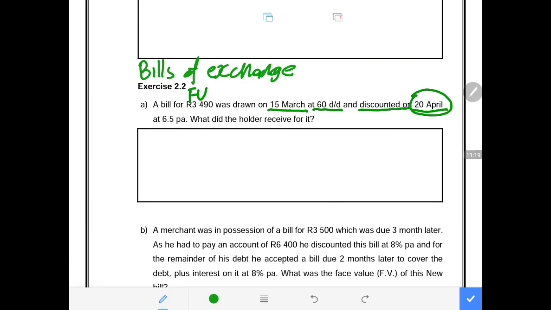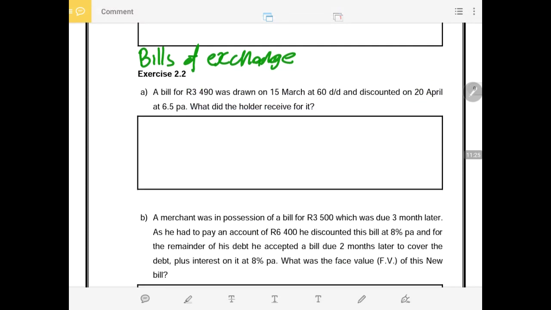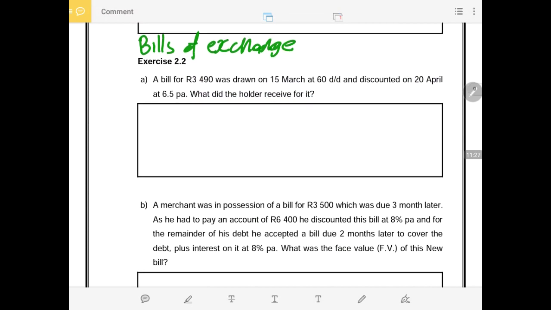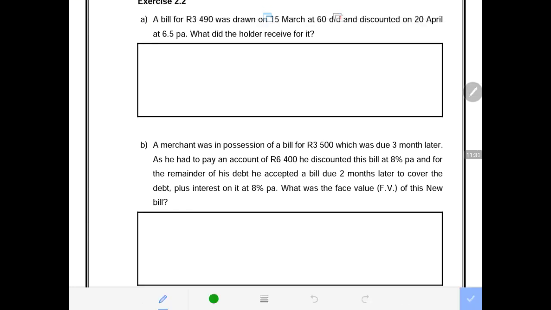Then the next question is question number B. I will just stop when I get maybe to 30 to 45 minutes, then stop and continue with other questions in the next recording. Then number B says that a merchant was in possession of a bill for 3,500 which was due 3 months later.